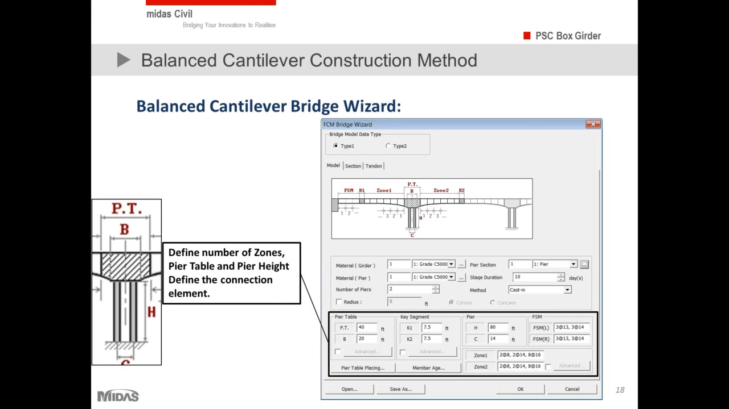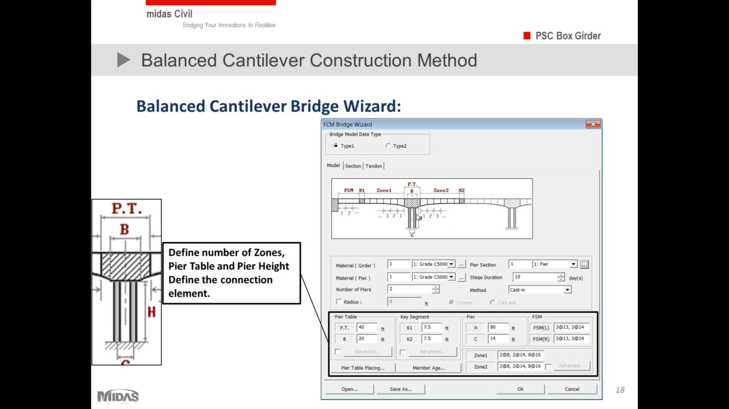Then you need to define the pier table. Depending on the pier table that you have, you can define a variety of pier tables in MIDAS Civil. Then you need to define the number of zones. So basically, as you can see in this Wizard itself, these are the zones that we have. So the zones depict how the balanced cantilever bridge will be constructed.